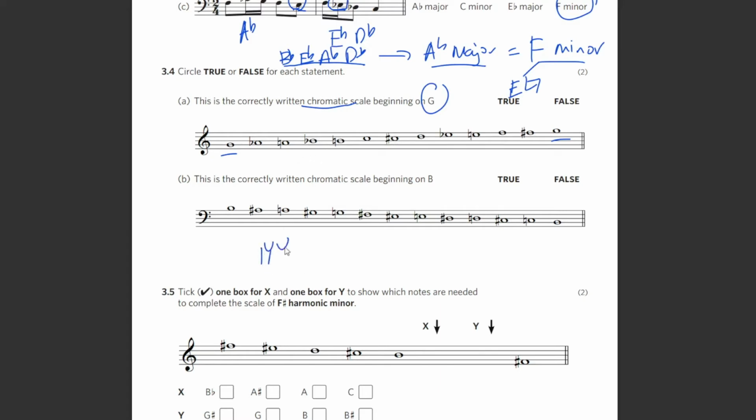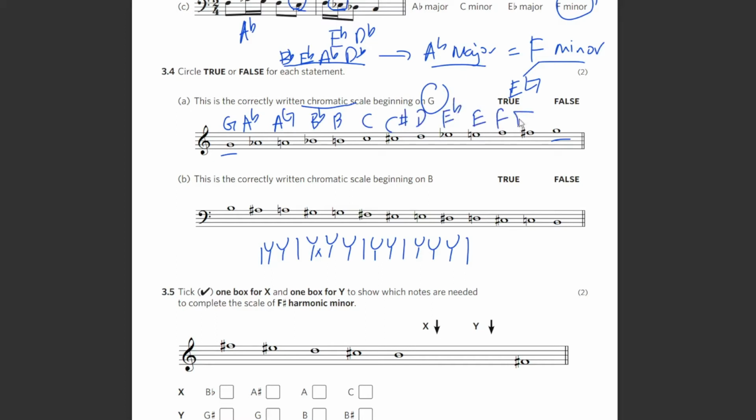So next, we need to check whether the next note is one semitone higher than the previous note. To do so, I'll draw out a piano of 2 octaves. So now this is G, this is A flat, A, B flat, B, C, C sharp, D, E flat, E, F, F sharp, and G.